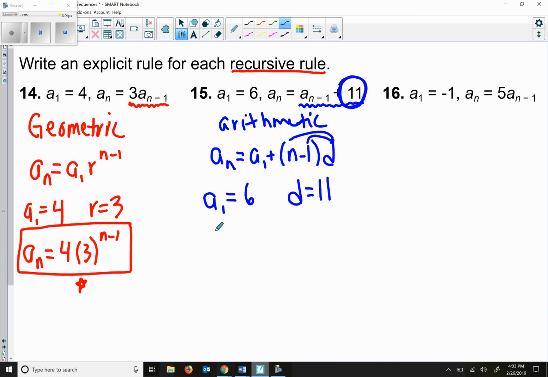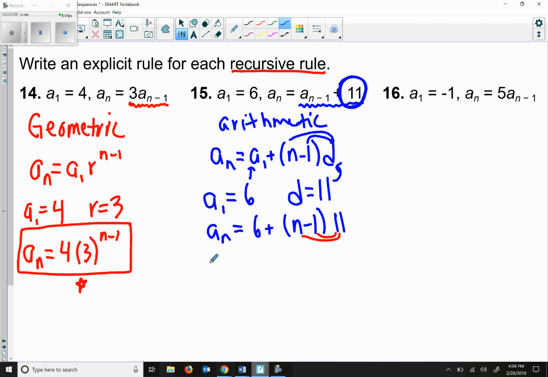So now our task is to just take all of the pieces and plug them in where they belong. So we're going to take 6, we're going to plug it in for a sub 1. And then we've got n minus 1. And then we're going to take 11 and plug that in for d up here. Then our next couple steps are to take this 11, distribute it through.